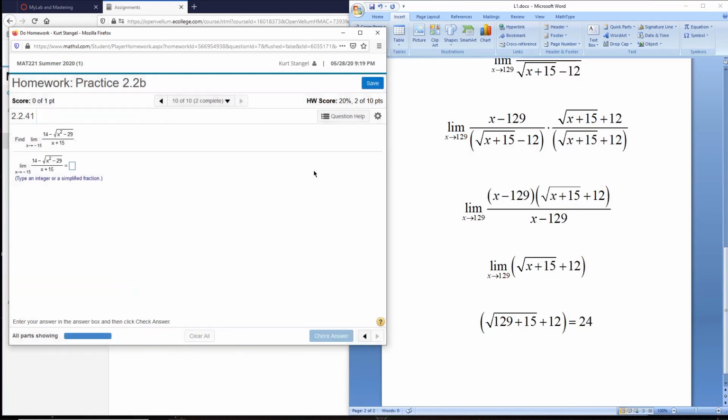So there's 2 problems, just working them out to make sure you are having some comfort with My Math Lab and seeing some examples also of how to do it there.